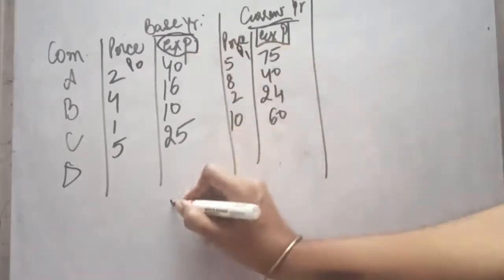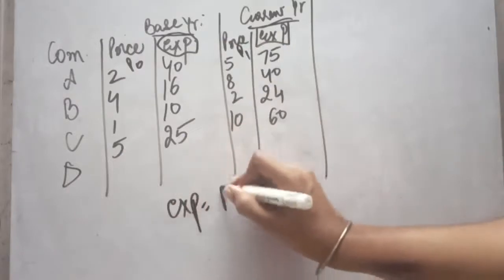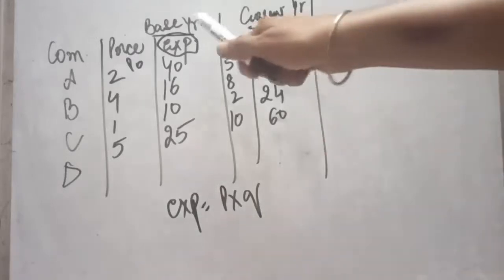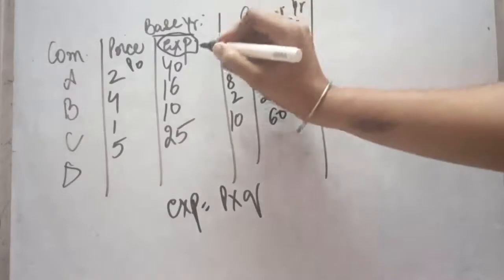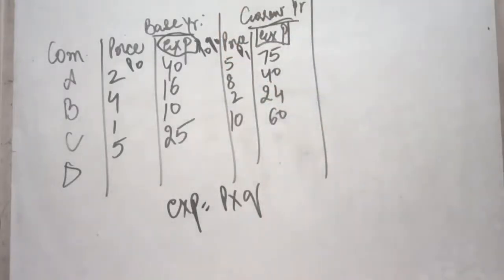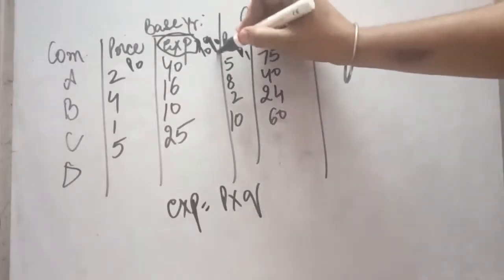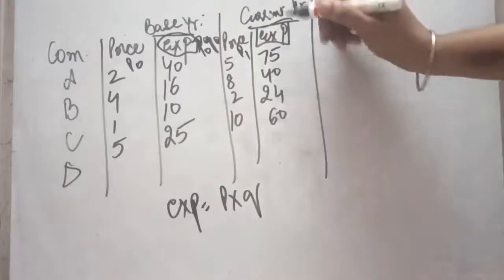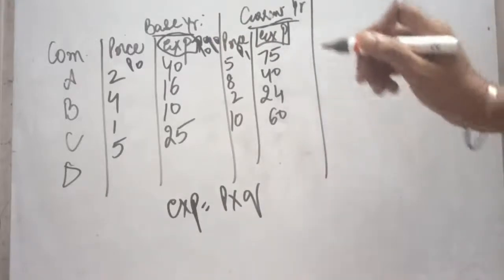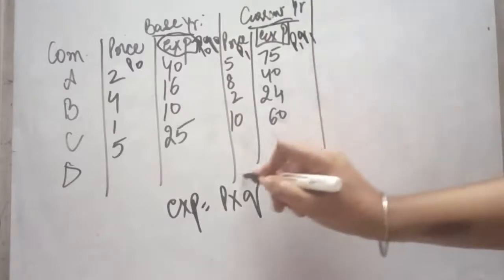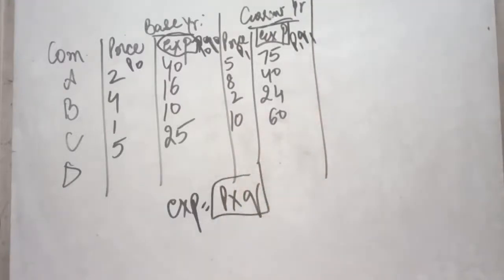Sometimes the term value is written in this place. Expenditure, we all know, is equal to P multiplied by Q. So when price is multiplied by quantity, that becomes our expenditure. As it is the base year, here we have P0 Q0. It is not Q0 because it is the base year, so it will be P0 Q0, both are zeros. If this is the current year and expenditure has been given, this is not our Q1. This will be our P1 Q1, because P multiplied by Q becomes the expenditure.